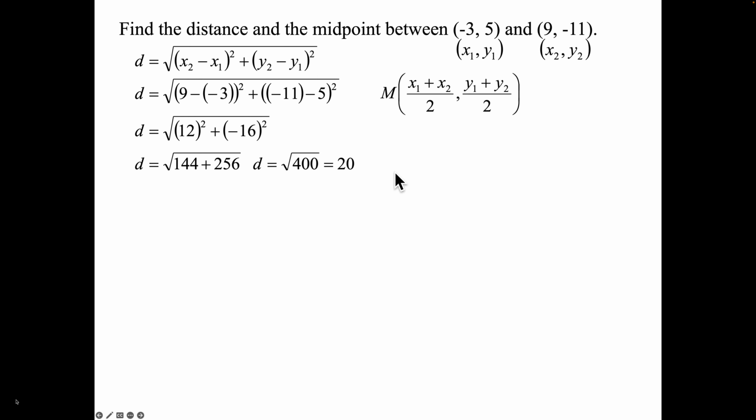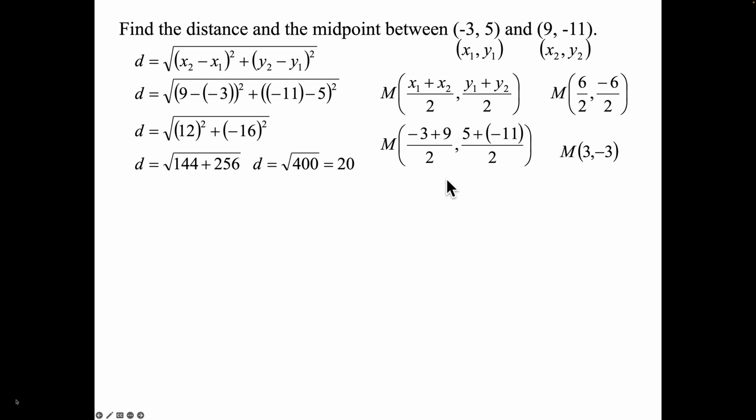We're done. Our midpoint, all right, take the two x's, add them together. -3 plus 9 over 2. 5 plus a -11 over 2. We're going to get 6 over 2, -6 over 2. 3 comma -3 is my midpoint.